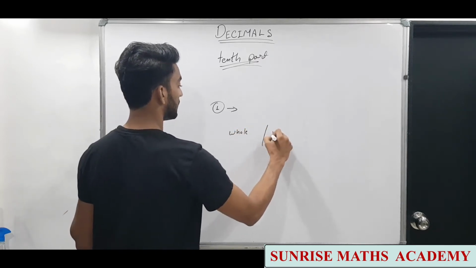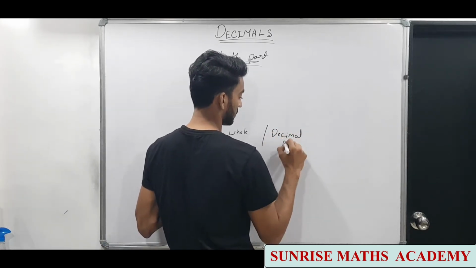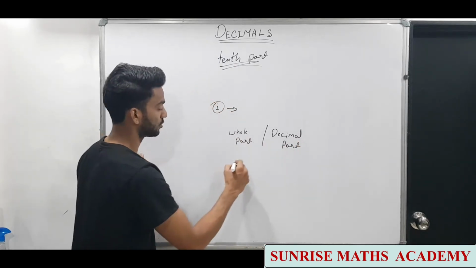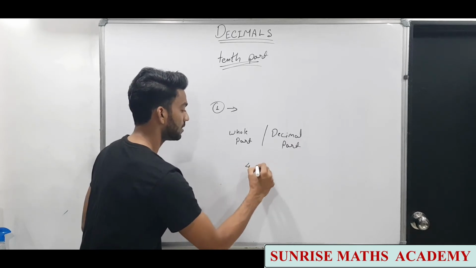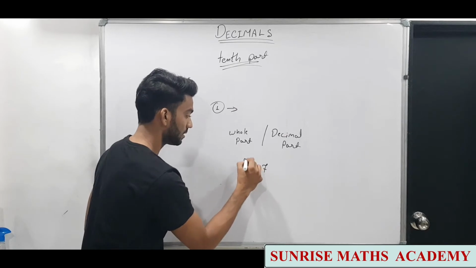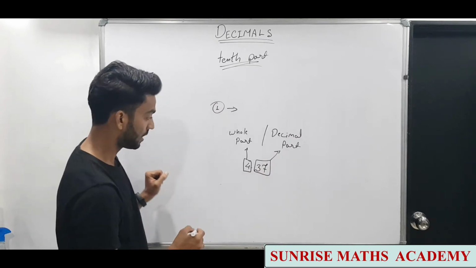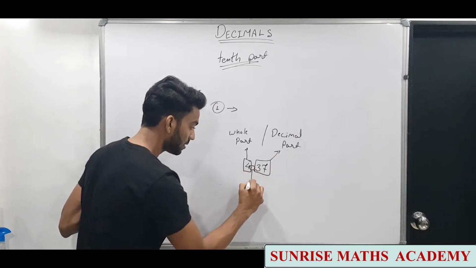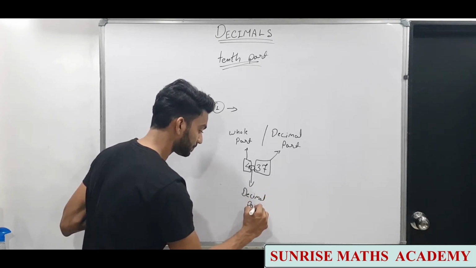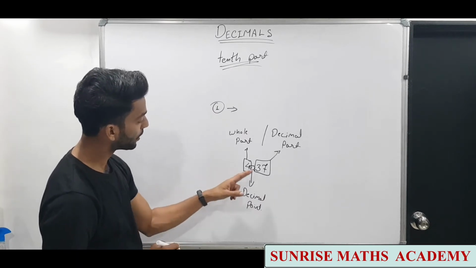and a decimal part. Whole part and decimal part. So if we write a number 4.37, this is the whole number part and this is the decimal part, and this point is the decimal point. So here we have 4.37.